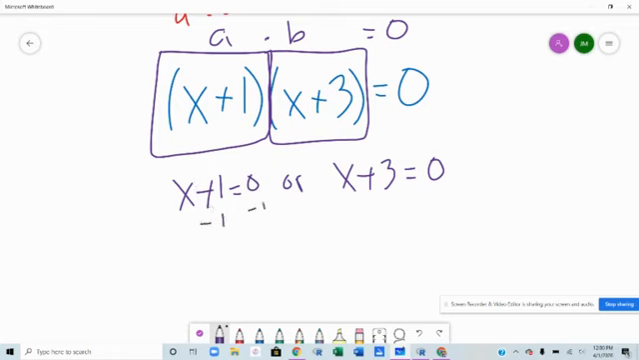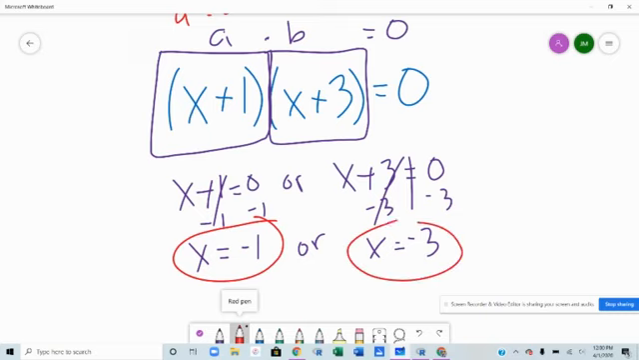I can subtract 1 from both sides, so x equals -1. Or over here, you can subtract your 3 to give you x equals -3. Remember how you're supposed to have two answers?